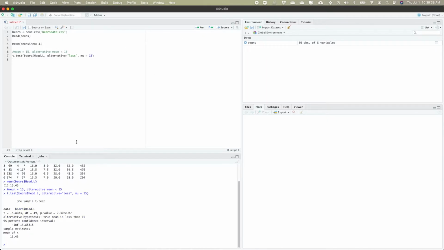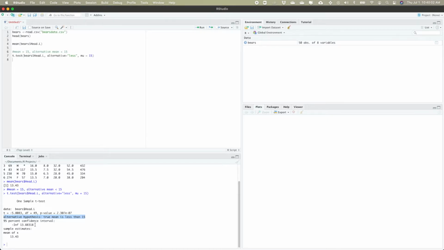So if I run this, I get my t value, my test statistic. I get my degrees of freedom, and I get my p-value. And it even interprets this for us. The alternative hypothesis is the one we want to go with. We want to say the true mean is actually less than 15.